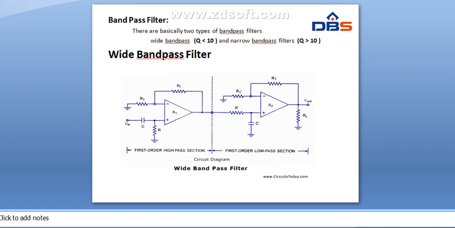The second one is for Q greater than 10. If Q is greater than 10, that band pass filter is called a narrow band pass filter. In the narrow band pass filter, the pass band is very narrow and the bandwidth is very small. The higher the value of Q, the narrower is the pass band and the more selective is the filter.